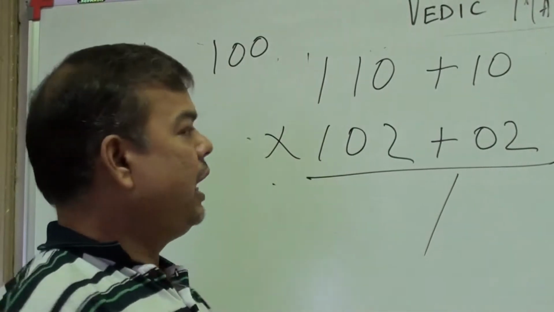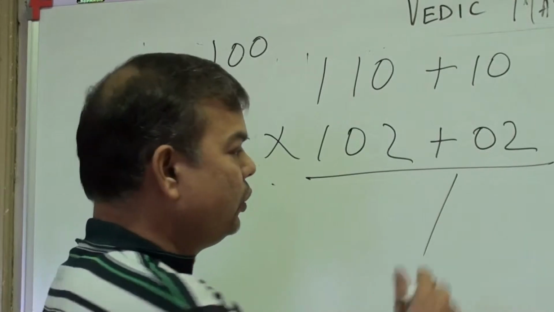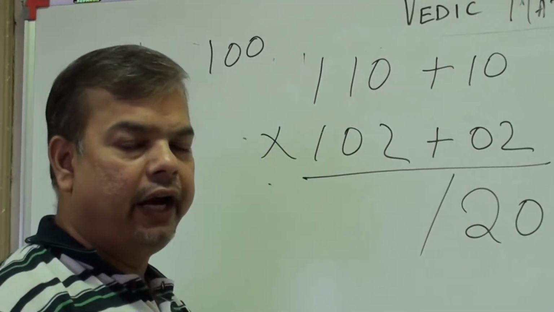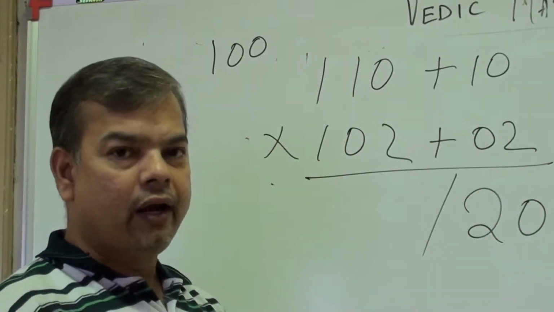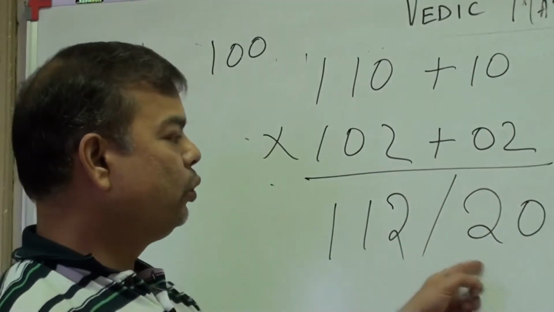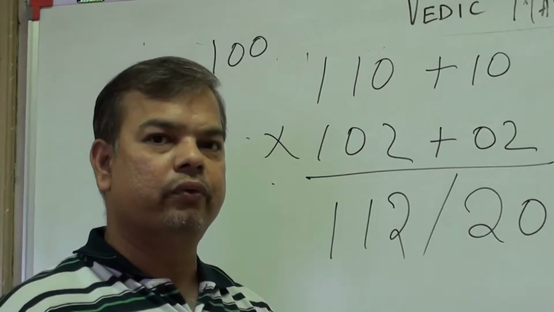Now, after writing the forward stroke, simply multiply. 2 tens are 20. So you get 20 here. After that, cross addition, 110 plus 2, 112. So your answer is 11220 for 110 multiplied by 102.